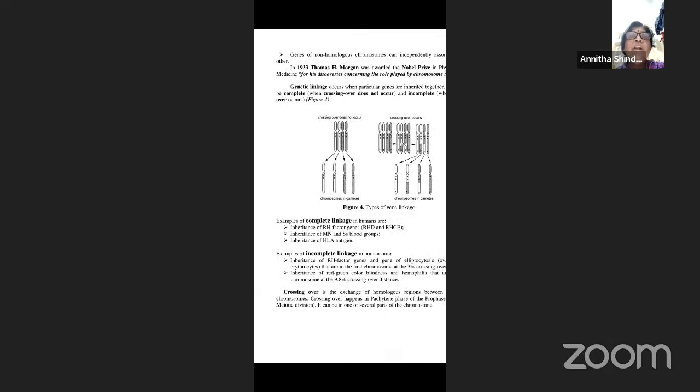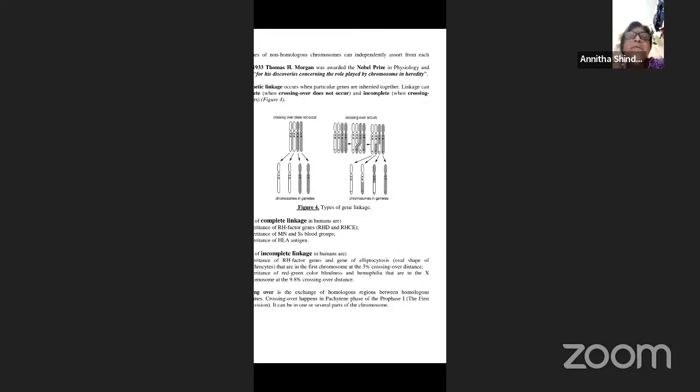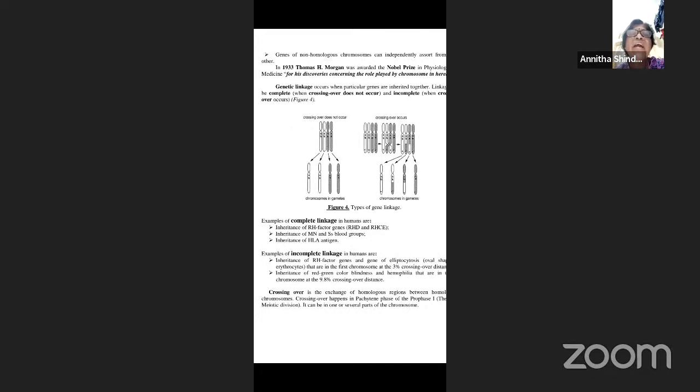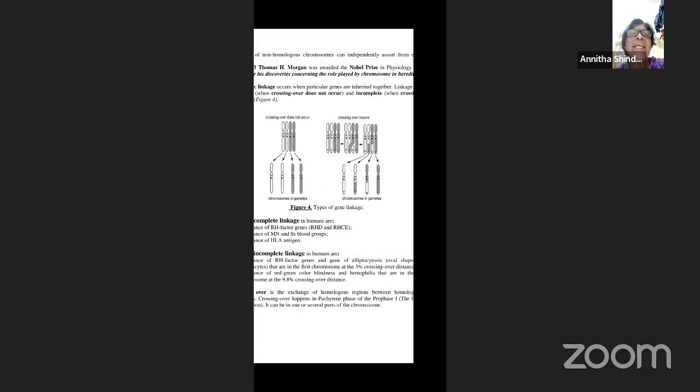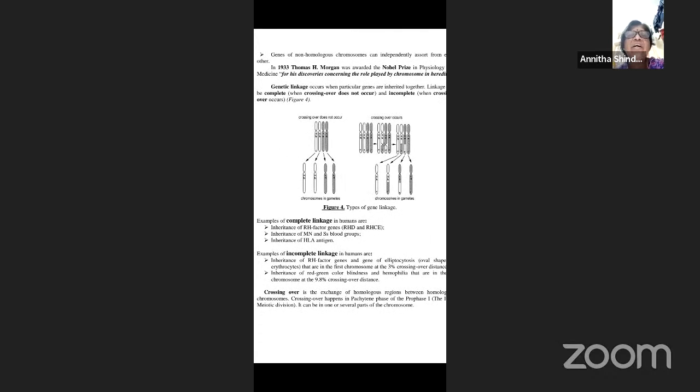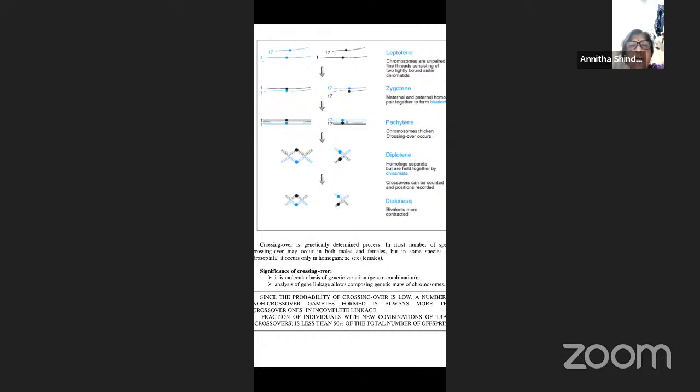The next is Morgan also. For all these discoveries, Morgan, who worked on Drosophila melanogaster, was awarded the Nobel Prize. He was awarded the Nobel Prize for his discoveries concerning the role played by the chromosomes in heredity. Then genetic linkage also occurs. They have given examples of complete linkage and incomplete linkage. So they studied in detail the linkage phenomenon as well as the crossing over phenomenon in Drosophila. Then the significance of crossing over.